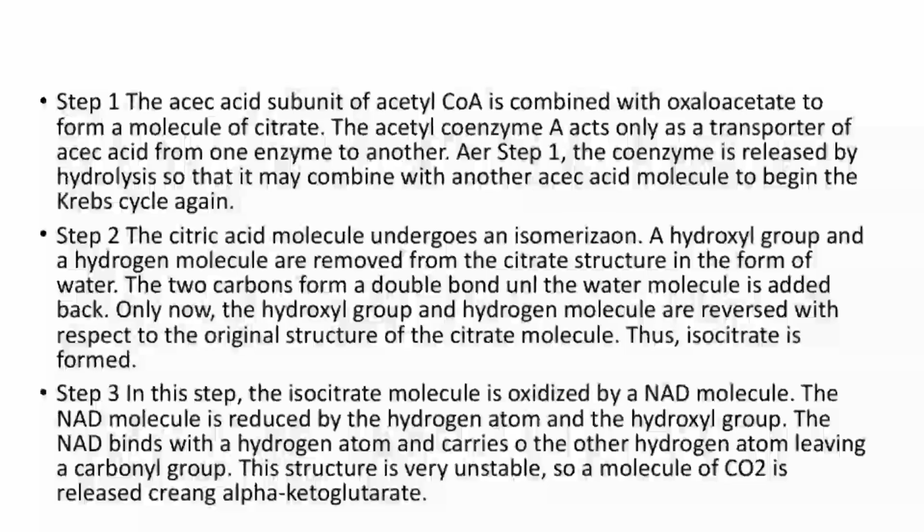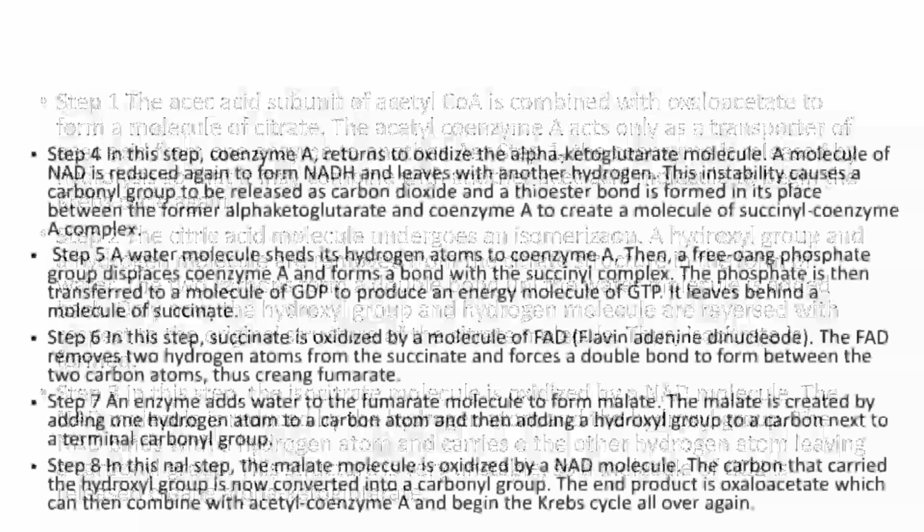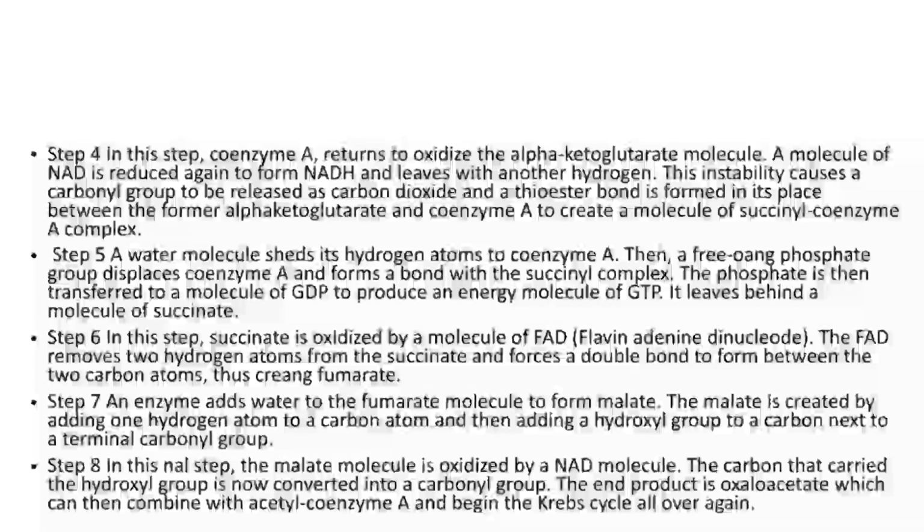Now, moving on to step 4. Here, coenzyme A returns to the scene to help oxidize the alpha-ketoglutarate molecule. During this process, NAD is reduced again to form NADH, and it leaves with another hydrogen atom. This movement creates some instability, causing a carbonyl group to be released as carbon dioxide. In its place, a thioester bond forms between what used to be alpha-ketoglutarate and coenzyme A, resulting in a molecule called succinyl coenzyme A.